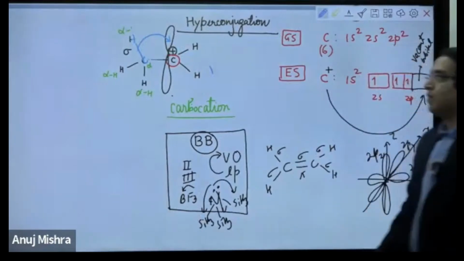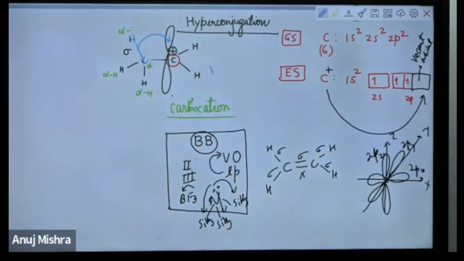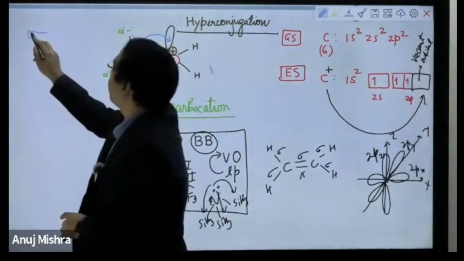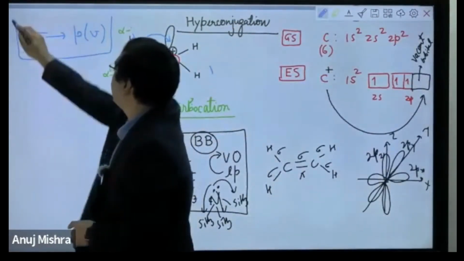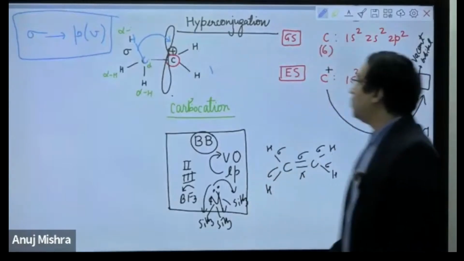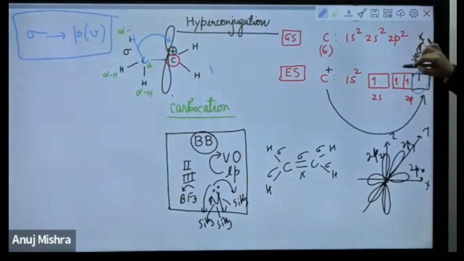Just draw this. So what I've done, I've taken the sigma bond to P, which was vacant. I've taken a sigma bond to a P. This is your P vacant. And this is known as hyperconjugation.